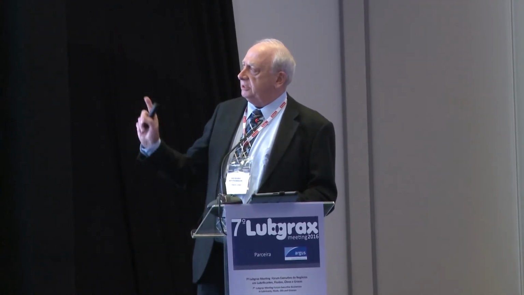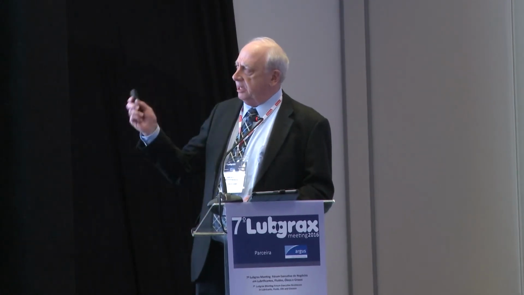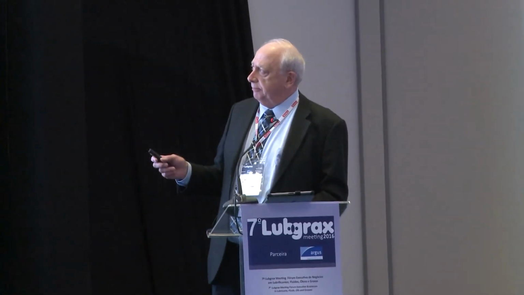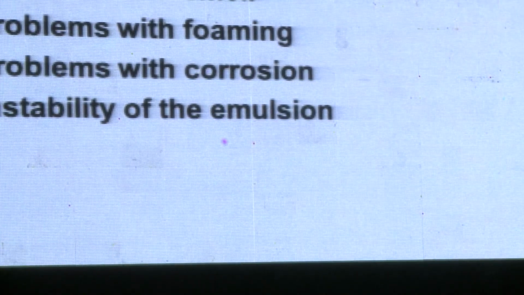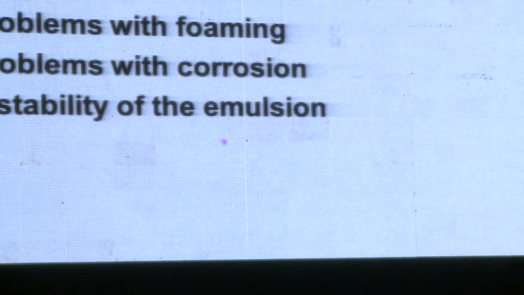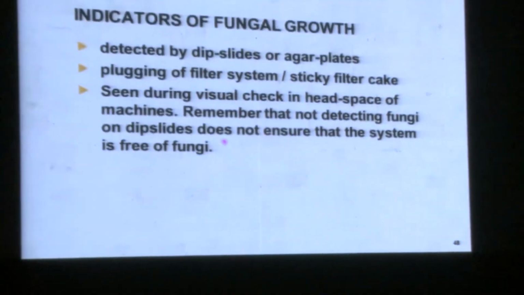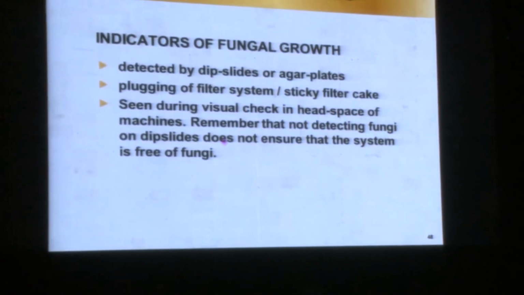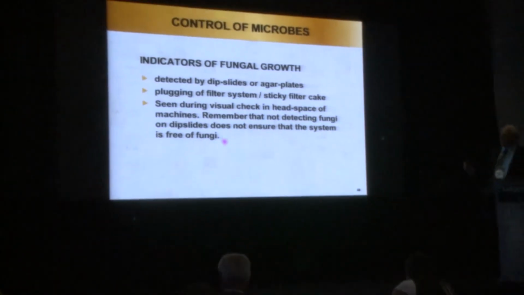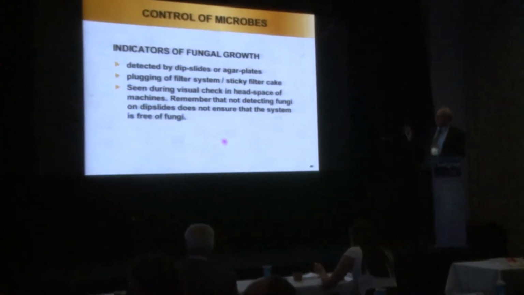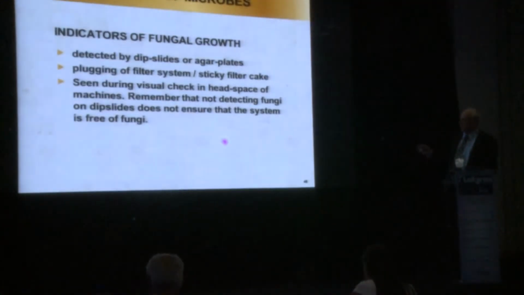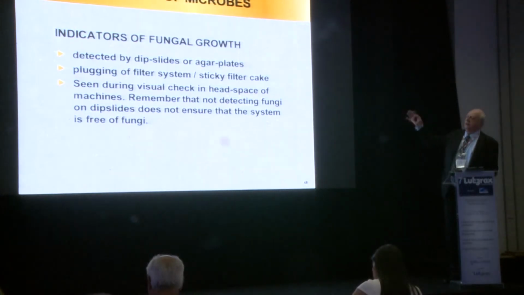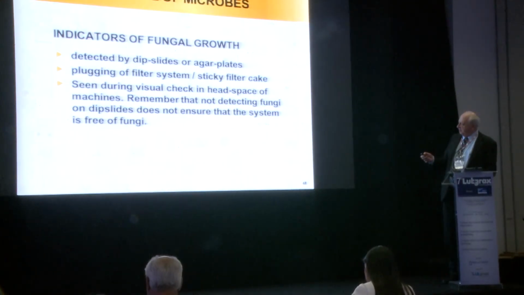Again, we've talked about some of the indicators. Key indicators are growth on dip slides or agar plates, drop of pH, problems with smell, foaming, corrosion. And with fungi, again, picking them up on dip slides. You can also, if you're having issues with filters being plugged or a sticky filter cake, and if you look in the headspace of the machine, you see them, then they're there.